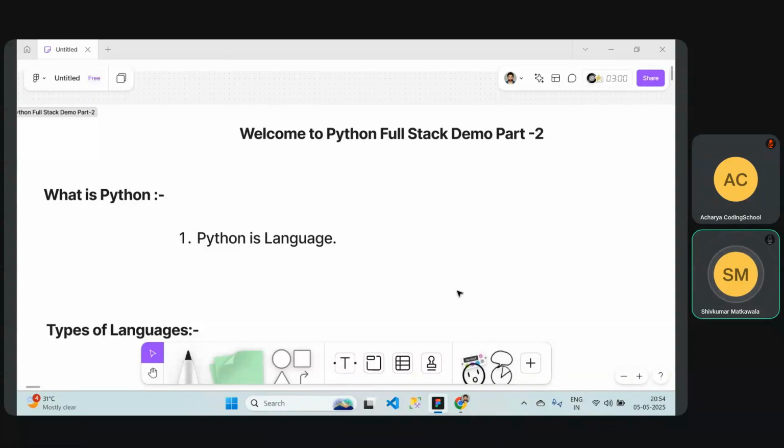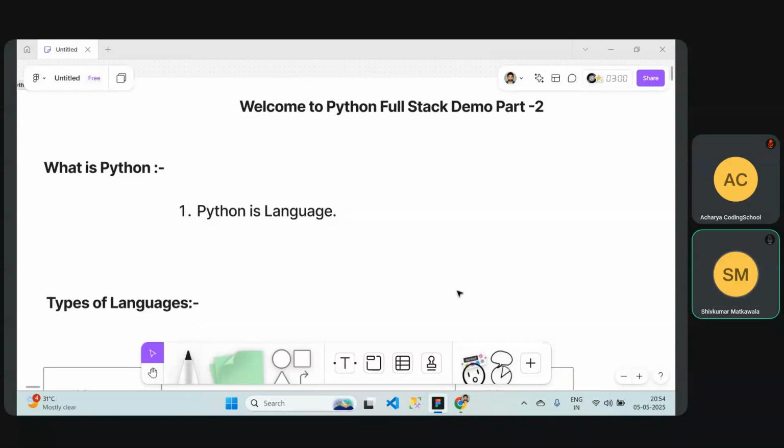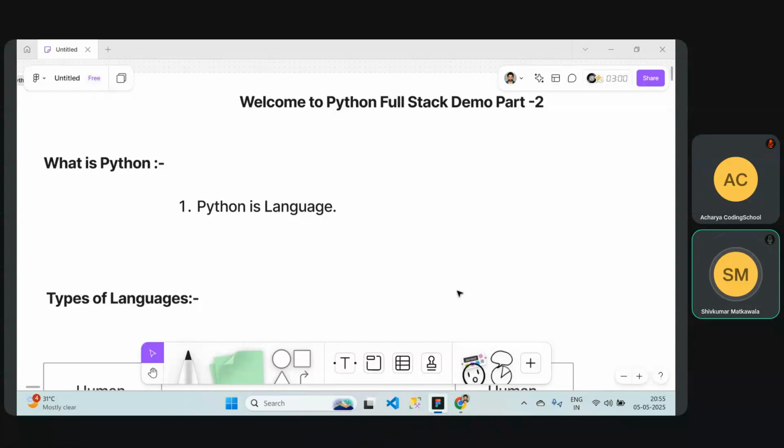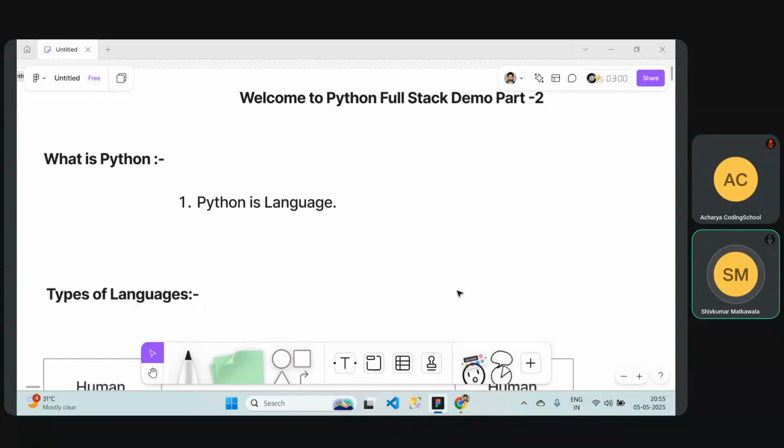So the very first question is what is Python? Let's understand what is Python. Guys, Python is a language. Oh, what's big in that? Sir, we all know what is Python and Python is a language. Please say something different which we don't know. Guys, understanding that Python is a language is very important. It is a language like Hindi, like Tamil, English.